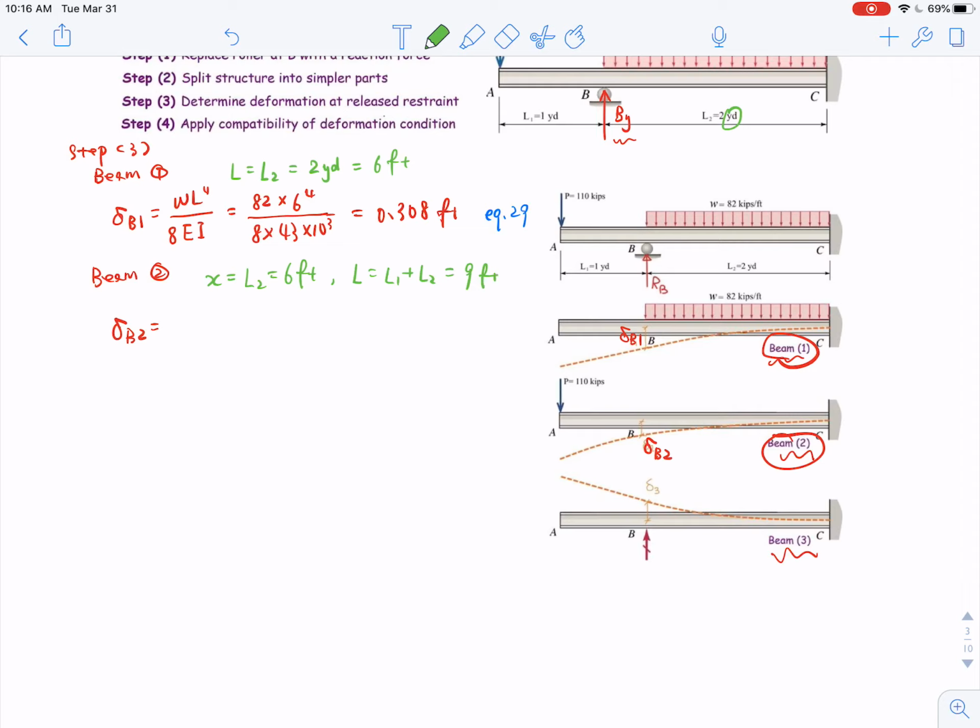So our equation 21 is P x squared over 6EI times (3L minus X). So that will be 110 by 6 squared over 6 times 43,000 times (3 times 9 minus 6). The result will be 0.322 feet. And this is our equation 21.